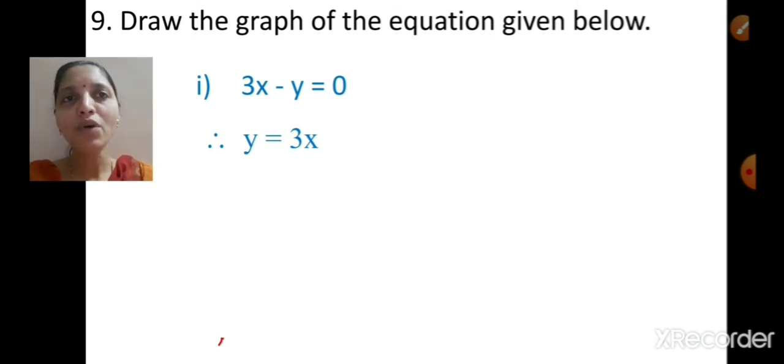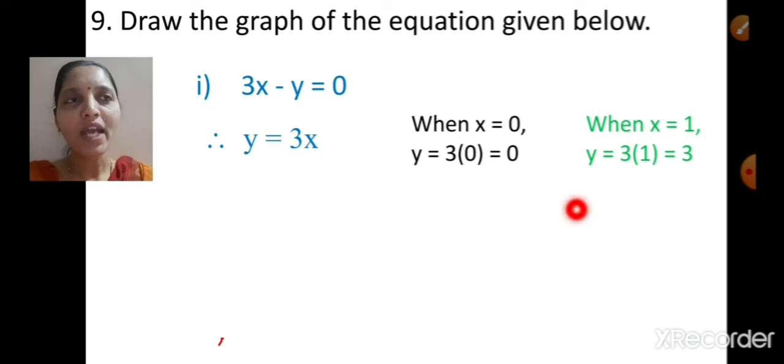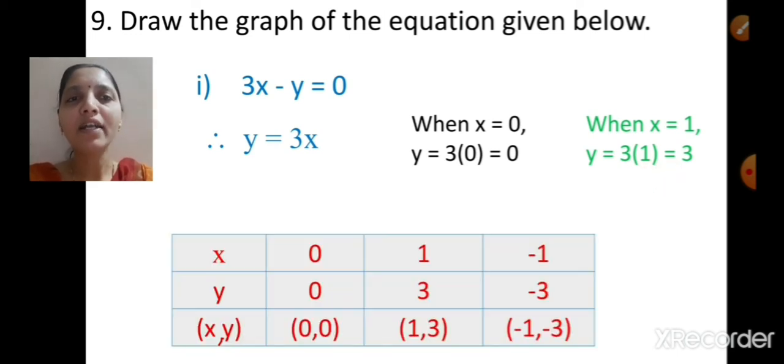y is equal to 3x. We have shifted this y to the other side. You will get y is equal to 3x. Now we have to assume the value of x as 0. So when x is equal to 0, what will be the value of y? y is equal to 3 into, substitute the value of x here, you will get 0. Okay. So when x is equal to 1, you will have y is equal to 3 into 1, that is equal to 3. And these values you have to write in tabular form.